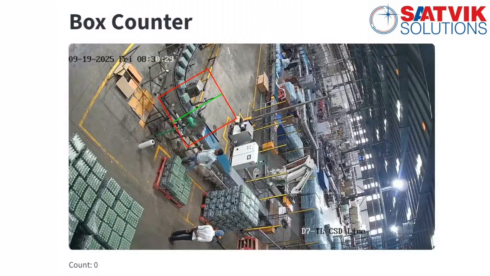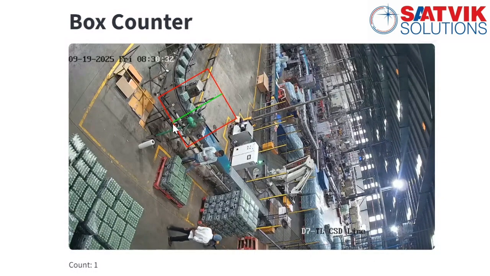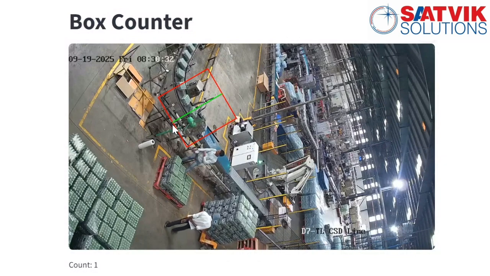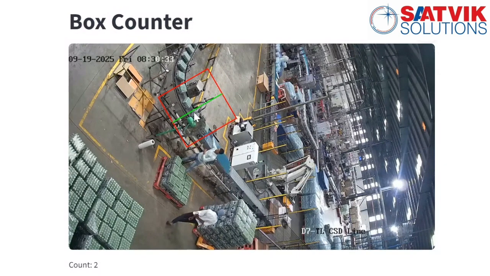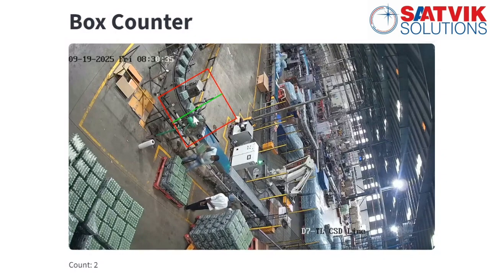Okay, today we'll discuss a counting algorithm. You have seen that one box has crossed this line. This red color box is called a bounding box and the green line is the counting line. So whenever the box crosses this line, the count increases. You can see the count is 2 now. We'll count it here also.